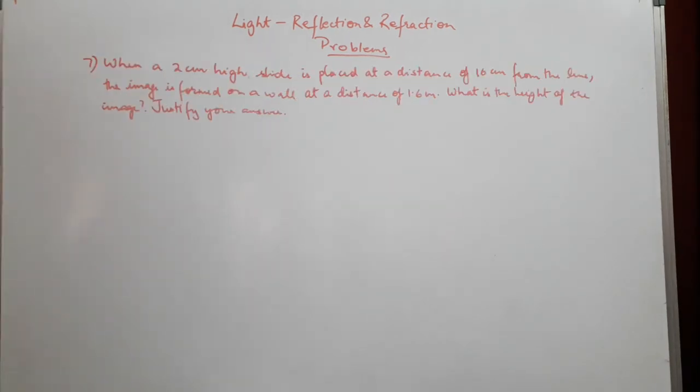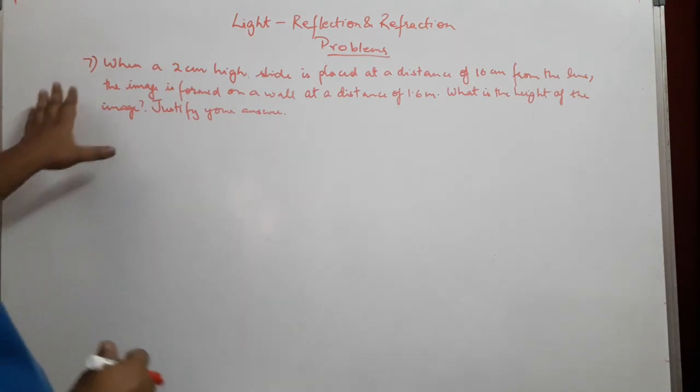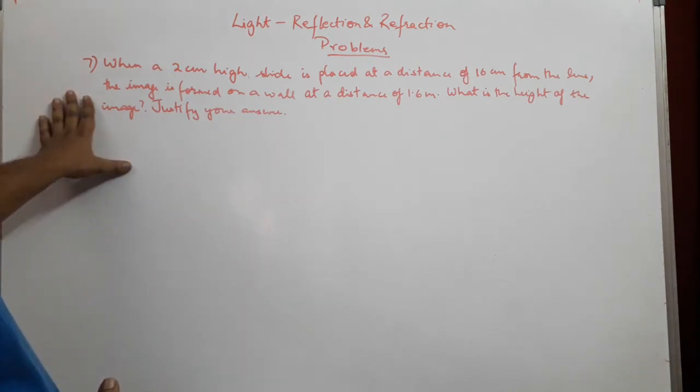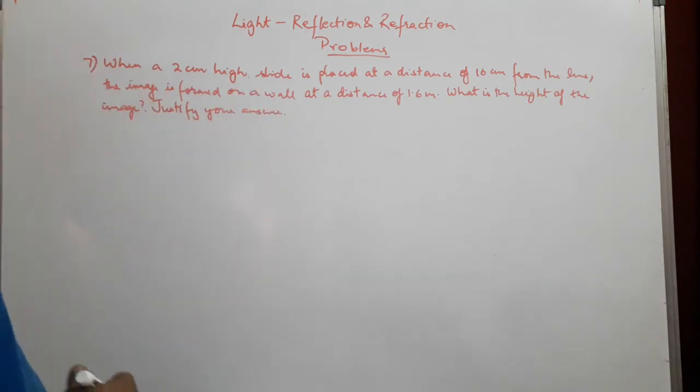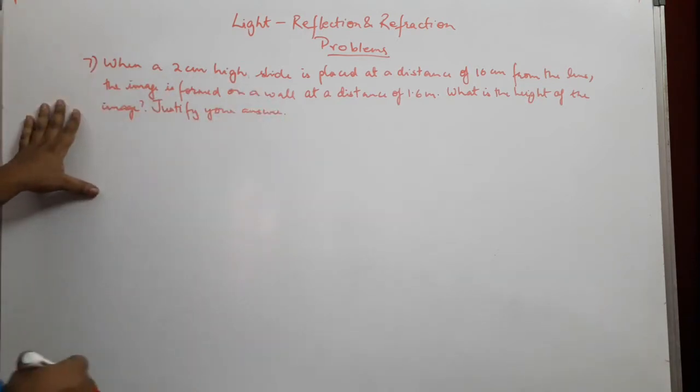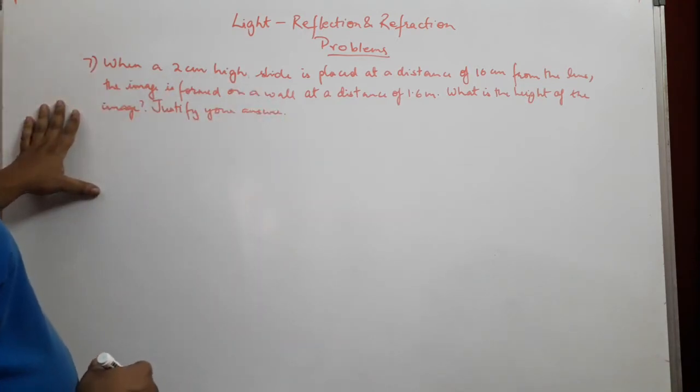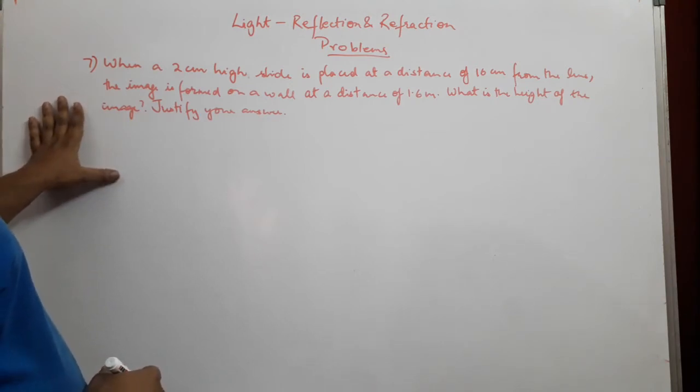Next question says, when a 2 centimeter high slide is placed at a distance of 16 centimeters from the lens, the image is formed on a wall at a distance of 1.6 meters. What is the height of the image? Justify your answer. Once again, we look at what we are dealing with. We are dealing with a lens. We are not told whether it's a convex lens or a concave lens, but we are told something else.